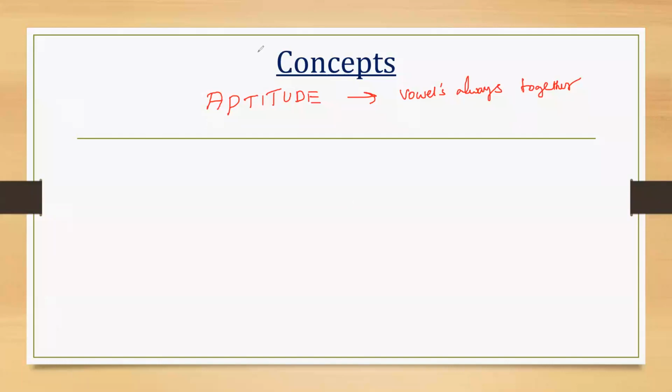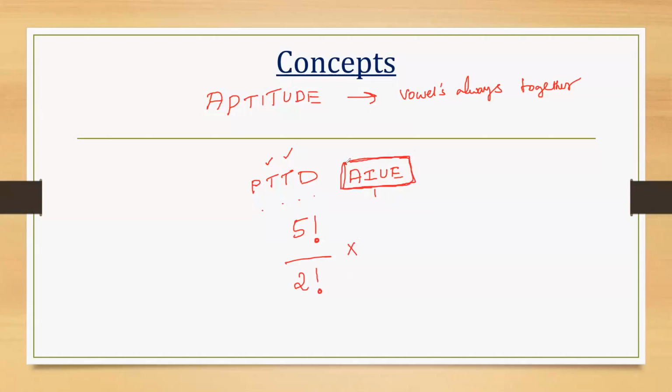Okay, so here we have vowels A, I, U, E. Remaining we have P, T, T, and D. So count it: 1, 2, 3, 4, and 5. So 5 factorial. But in that T is repeated 2 times, right? So 5 factorial by 2 factorial. Into, here we have 4 letters to arrange, so 4 factorial. So this is the answer. Is it clear?